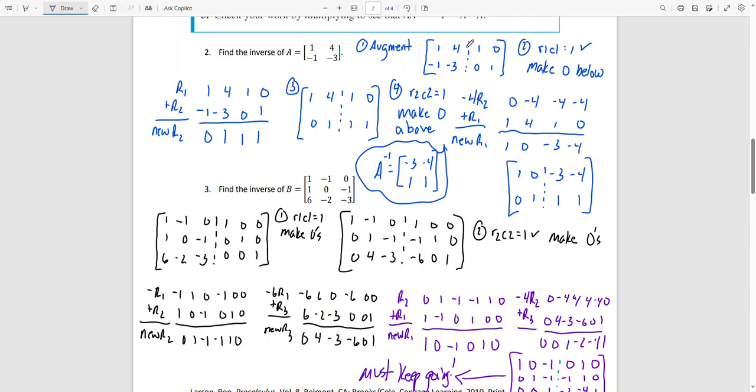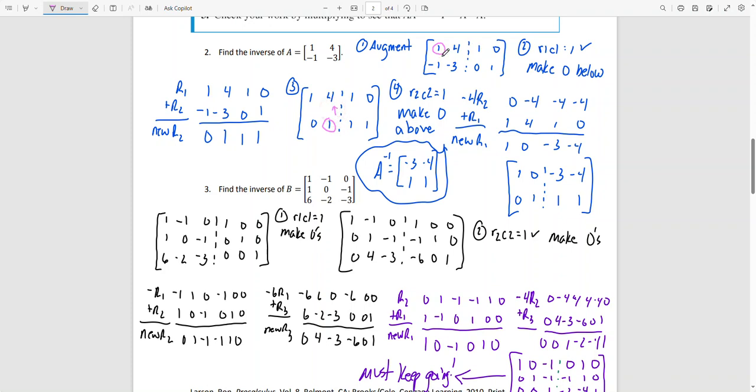I'm going to first augment it and put the identity matrix on the other side so that I have A and the identity. I need to make a 1 right here. That's all golden. I'm going to make a 0 below it. In order to make a 0 below, I'll add row 1 and row 2. And when I do, my new row 2 will be 0, 1, 1, 1. I have a 1 here.